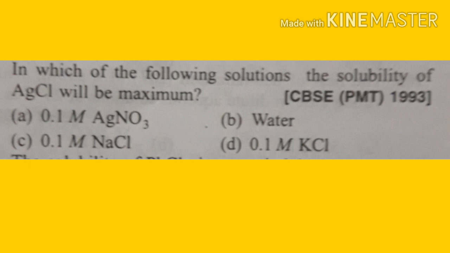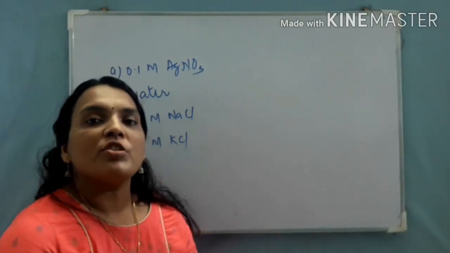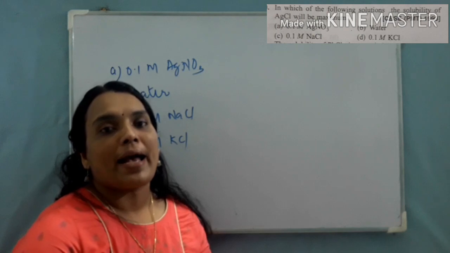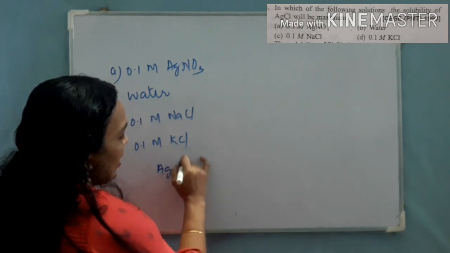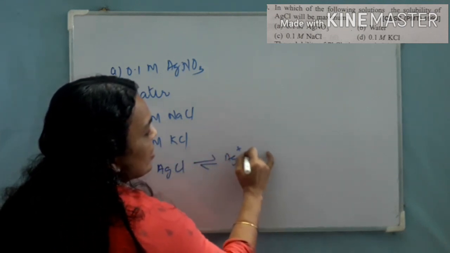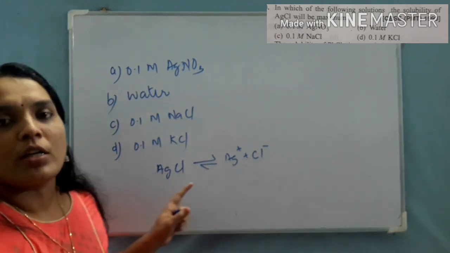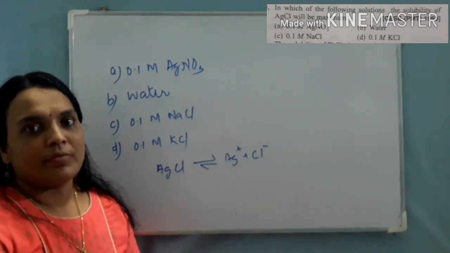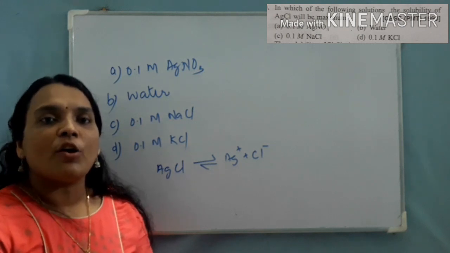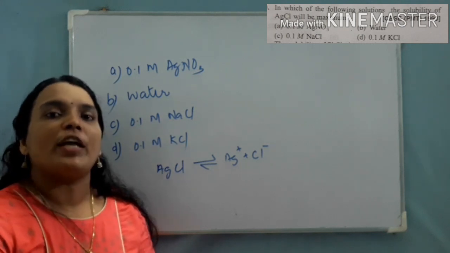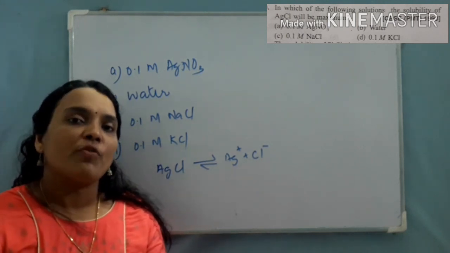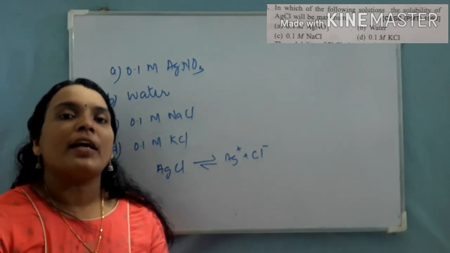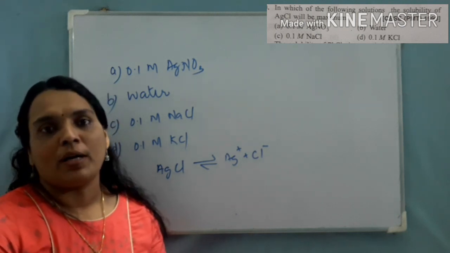In which of the following solutions will the solubility of AgCl be maximum? So AgCl undergoes dissolution. We know AgCl dissolves to Ag plus and Cl minus. It is a sparingly soluble salt undergoing dissolution. In the presence of a common ion, we know the common ion effect: in the presence of any common ion, dissociation is suppressed, that is, suppression of dissociation of a weak electrolyte by adding a strong electrolyte having a common ion.